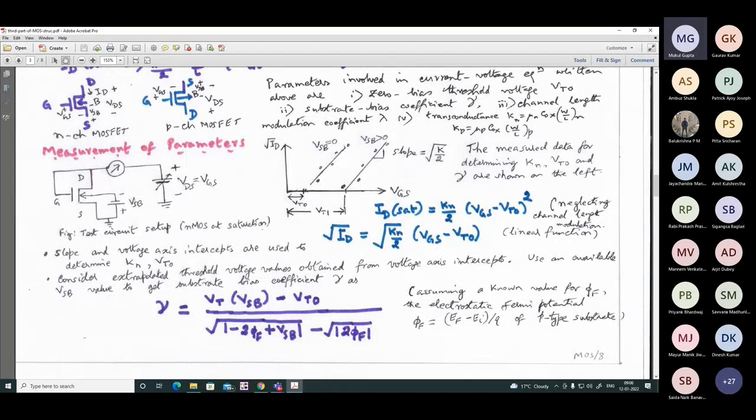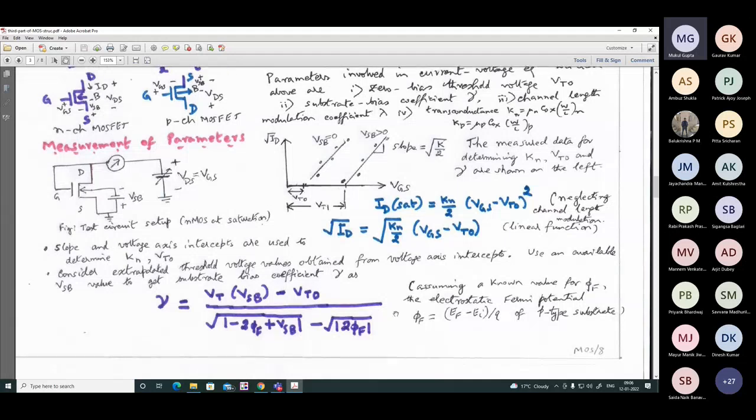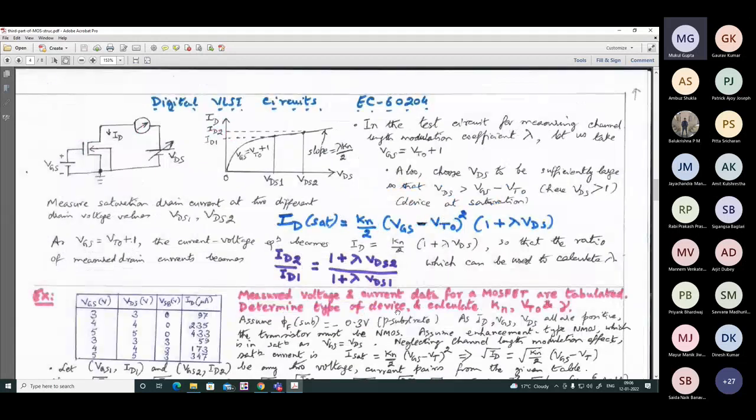Let me see a numerical problem on that. Okay, and this is the setup that we require for calculating lambda. Here also, please pay your attention. You see, gate and drain are no longer shorted.